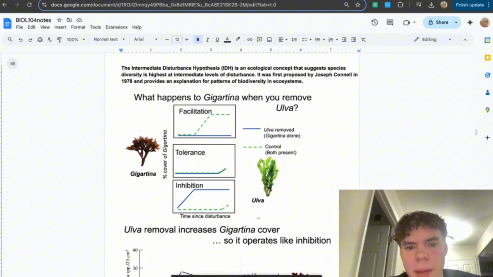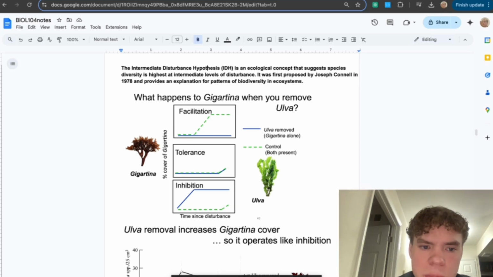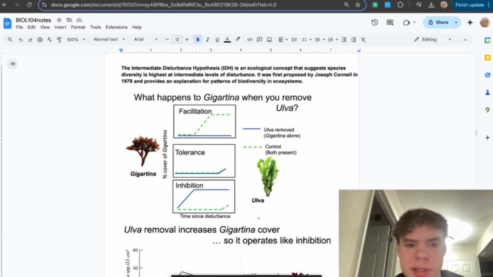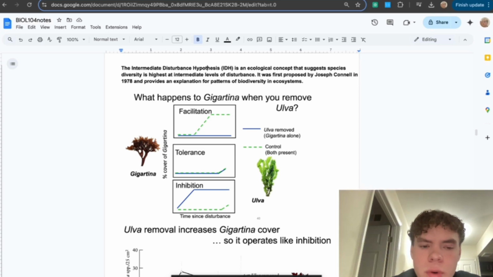The intermediate disturbance hypothesis is an ecological concept that suggests species diversity is highest at intermediate levels of disturbance. Kind of what I explained earlier, that it's healthy for an environment to have a specific level of disturbance. Kind of like it's healthy for humans to have a little bit of stress. If that makes sense. It was first proposed by Joseph Connell in 1978 and provides an explanation for patterns of biodiversity in ecosystems. So I guess this is showing a map of how two different species interact.